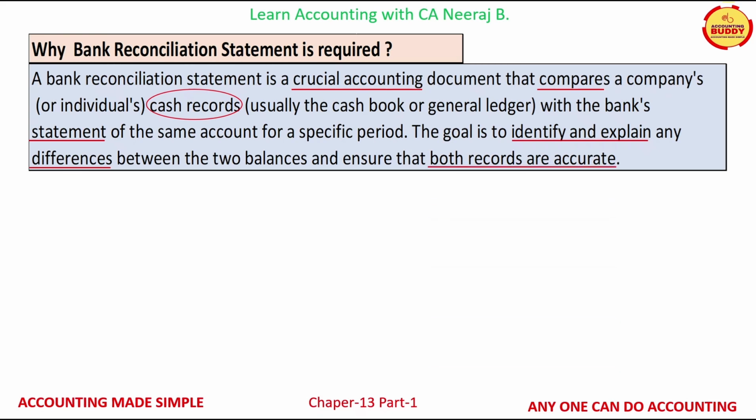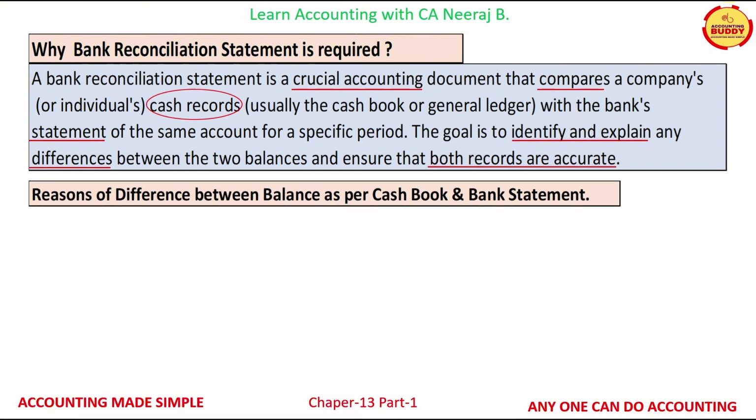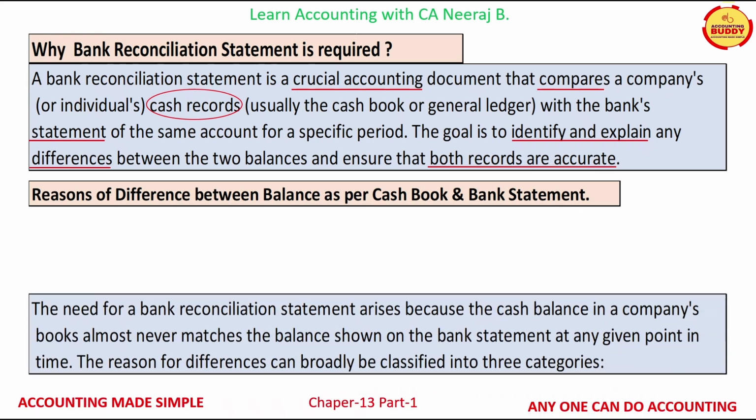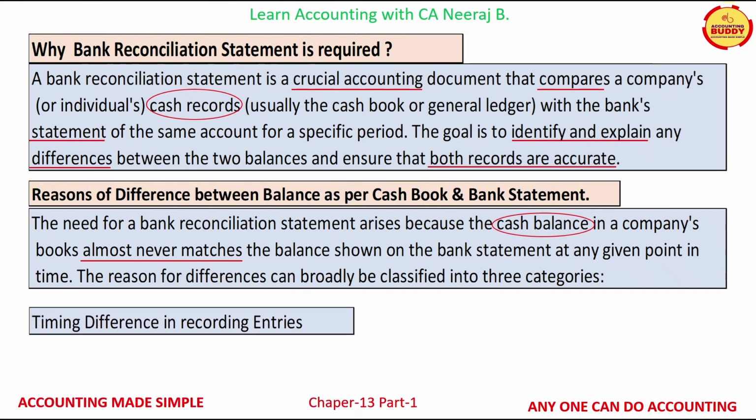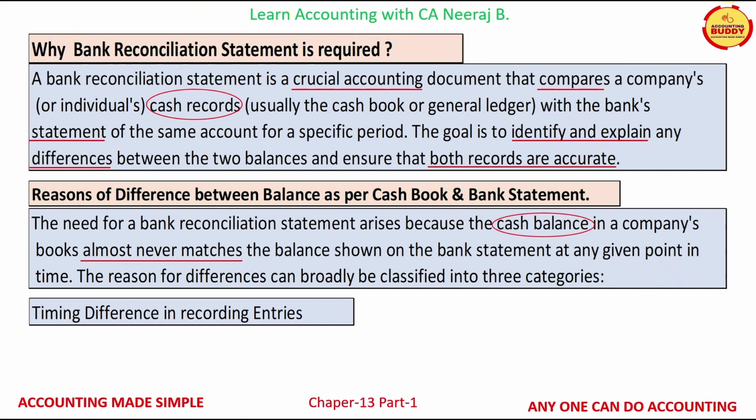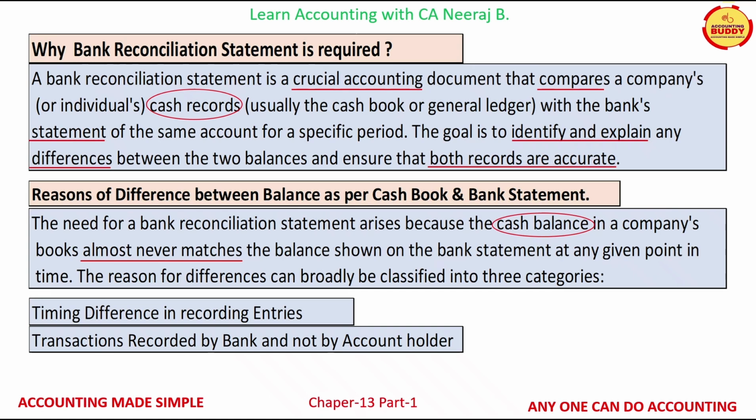Let us now quickly understand the reasons of difference between the balance as per cash book and the bank statement. The need for a bank reconciliation statement arises because the cash balance in a company's book almost never matches the balance shown on the bank statement at any given point of time. The reason for difference can broadly be classified into three categories: timing differences in recording entries, transactions recorded by the bank but not recorded by the account holder, and errors either in cash book or the bank statement. We'll discuss all these reasons in our subsequent slides in detail.